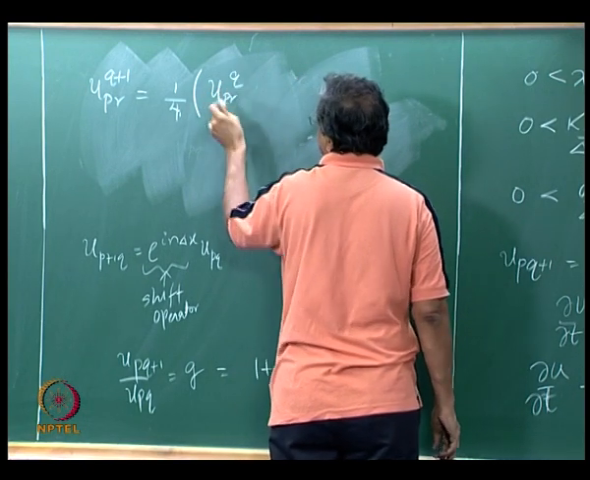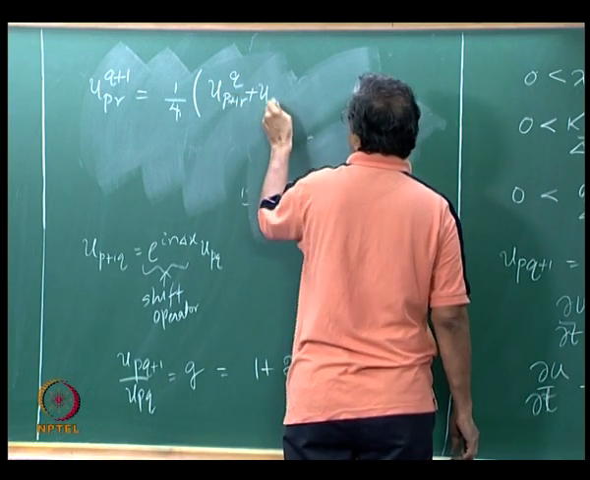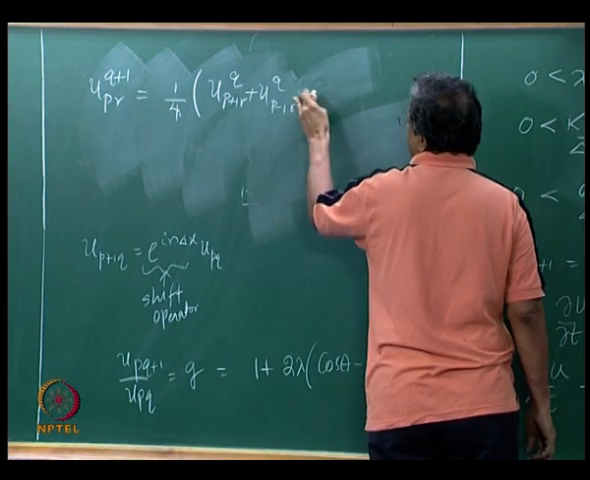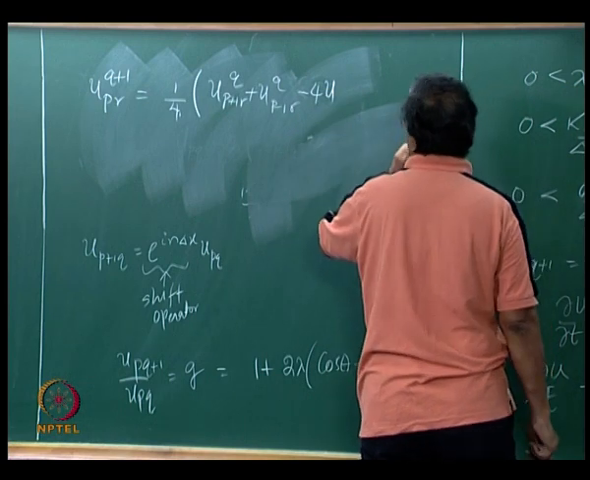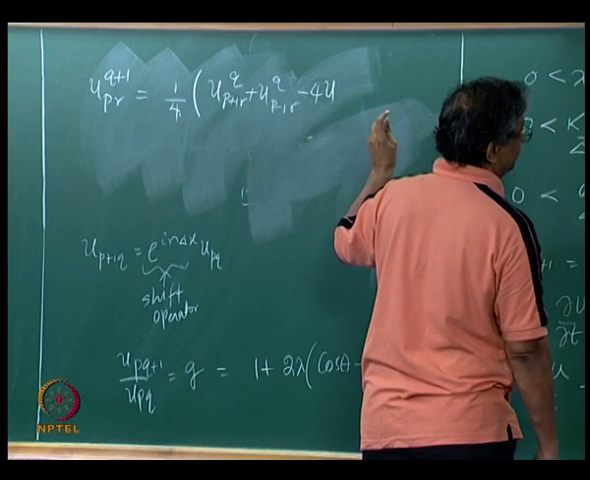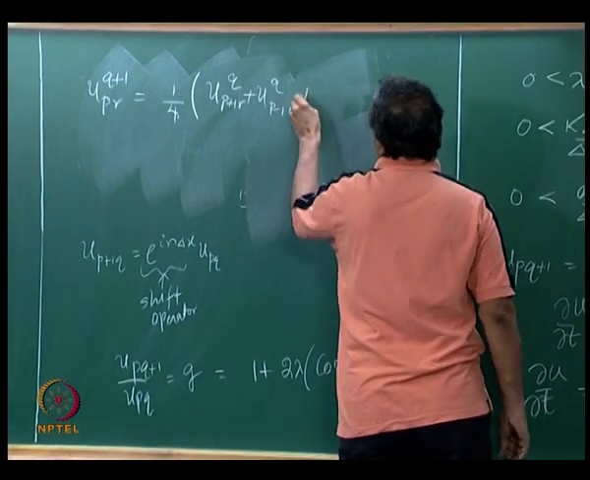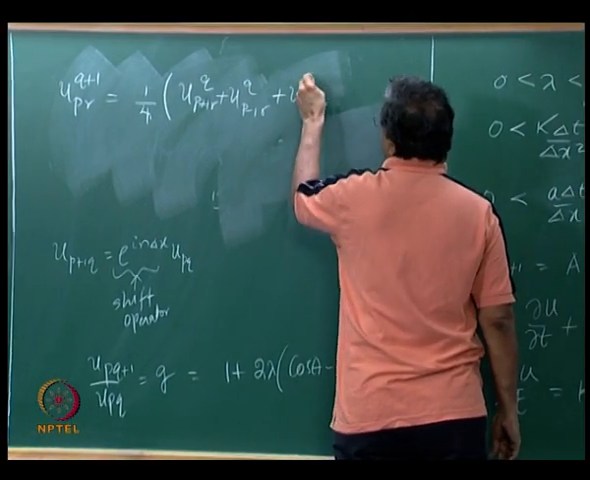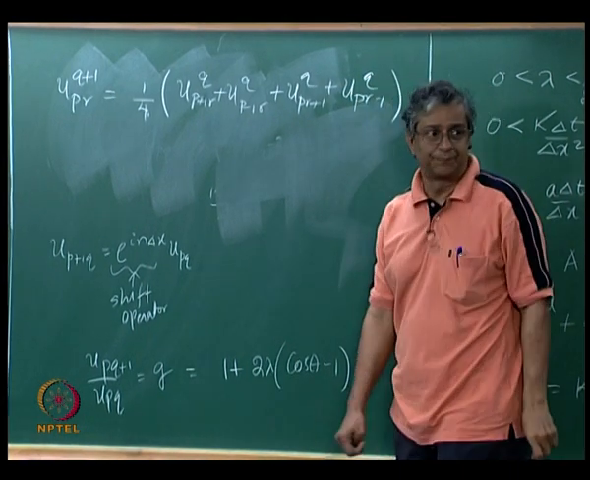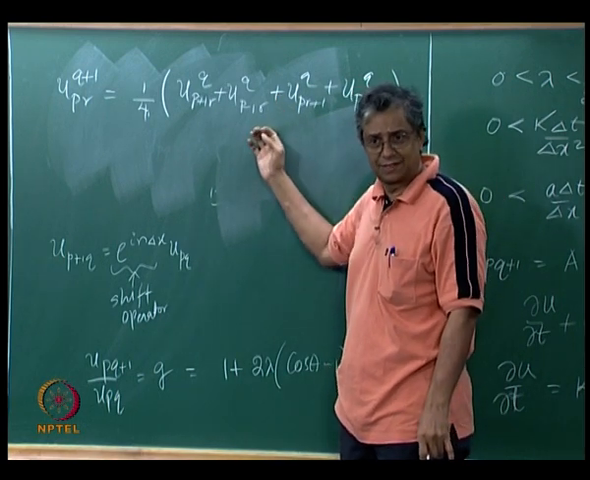U p r q plus 1 is 1/4 of U p plus 1 r q plus U p minus 1 r q minus 4 U p r q, that gets cancelled, plus U p r plus 1 q plus U p r minus 1 q, which was our iterative solution to Laplace's equation. Fine, this is an iterative solution to Laplace's equation.